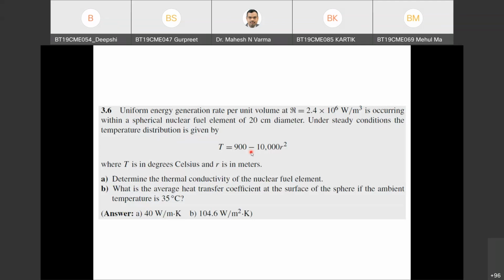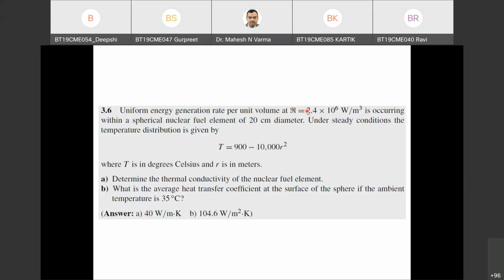So anybody else is getting any other answer? We can discuss that also. If anybody is not getting this answer, can come forward and clarify whatever doubts you have. Hello, sir. Yeah, tell me. Roll number 40, sir. Tell me. Sir, I'm not getting the answer.